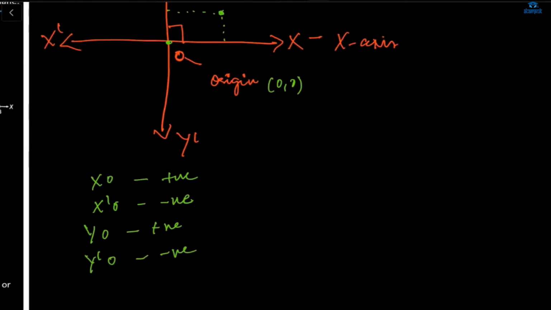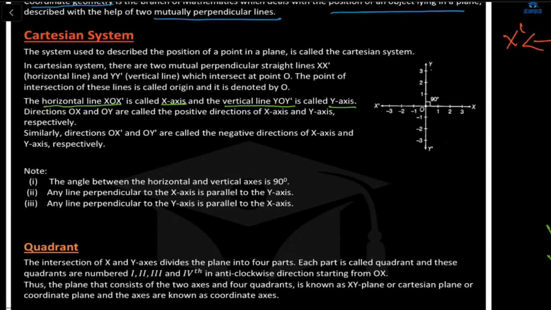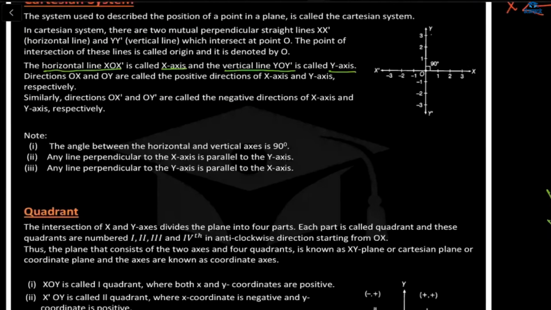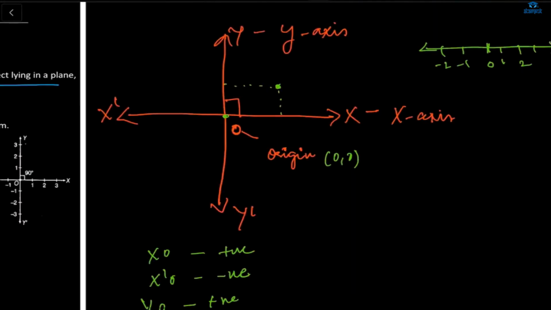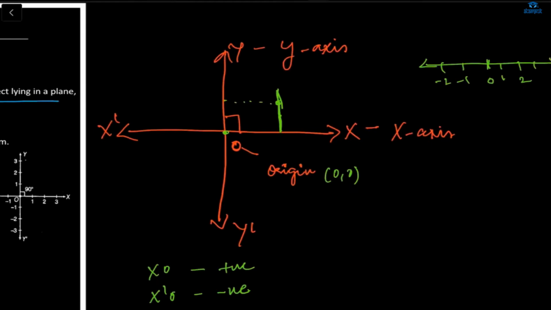Now, the angle between the horizontal and the vertical line: you already know they are mutually perpendicular lines, so the angle between them will be 90 degrees. Any line perpendicular to the x-axis is parallel to the y-axis. If I draw a line perpendicular to the x-axis, this line will be parallel to the y-axis. And any line perpendicular to the y-axis will be parallel to the x-axis.